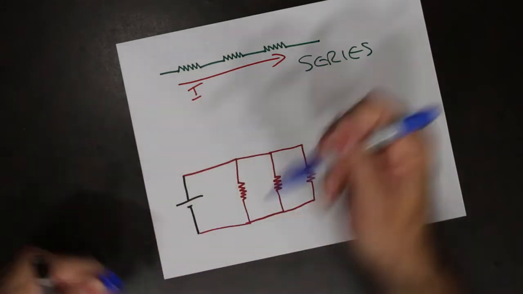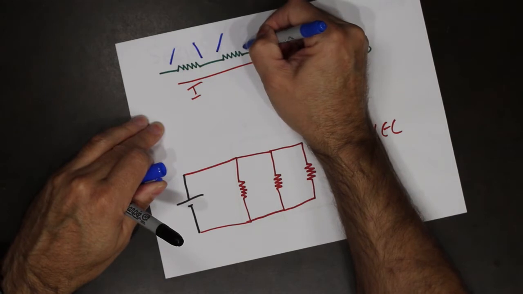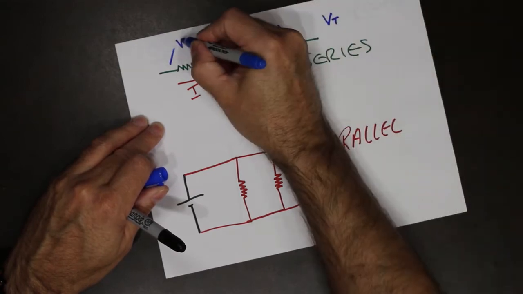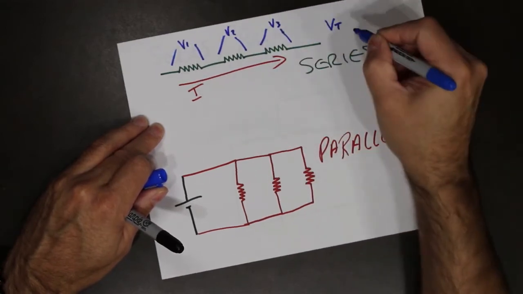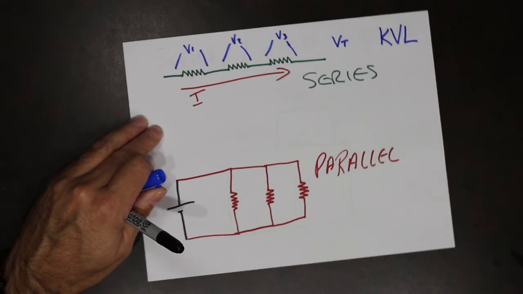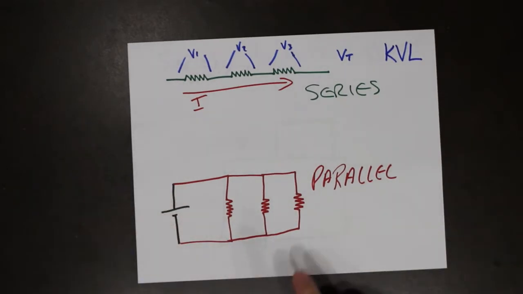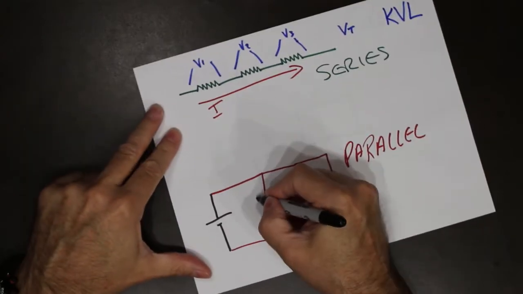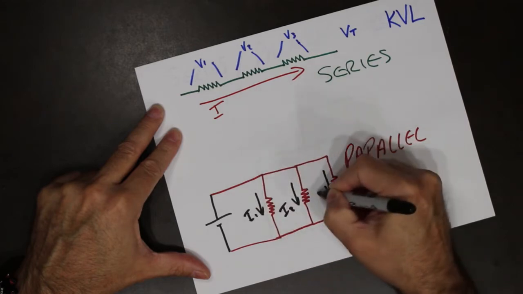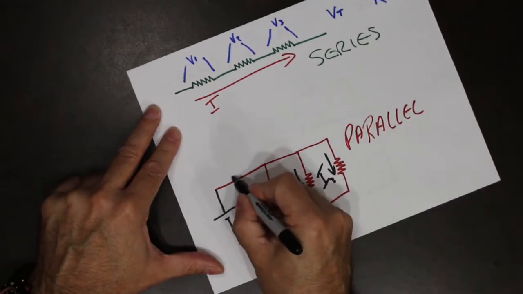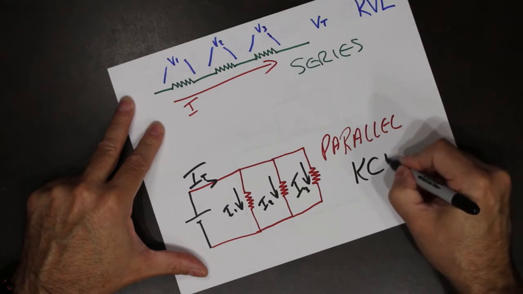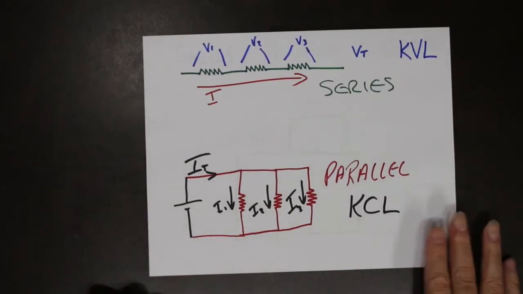In a series circuit, individual voltage drops add up to the total. So V1, V2, V3, and V4. And that is Kirchhoff's voltage law for series circuits. In parallel, we know that the individual branch currents, I1, I2, I3, all add up to I total. So that is Kirchhoff's current law for parallel circuits.